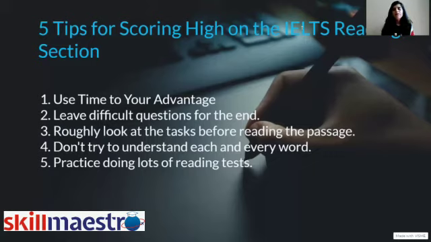Now, not everyone knows every word. Not everyone is good with vocabulary. But then you need to understand the meaning of the entire passage, not the meaning of each and every word. So instead of wasting time in trying to understand each and every sentence, you can simply read the sentence and move on. You need to understand the meaning of the entire passage and not each sentence and each word.